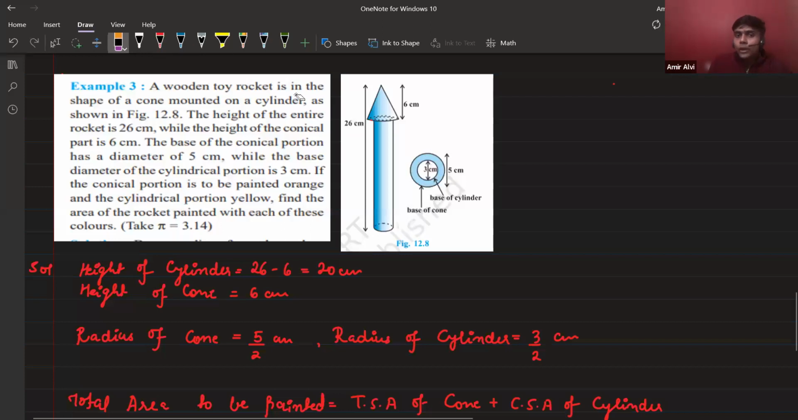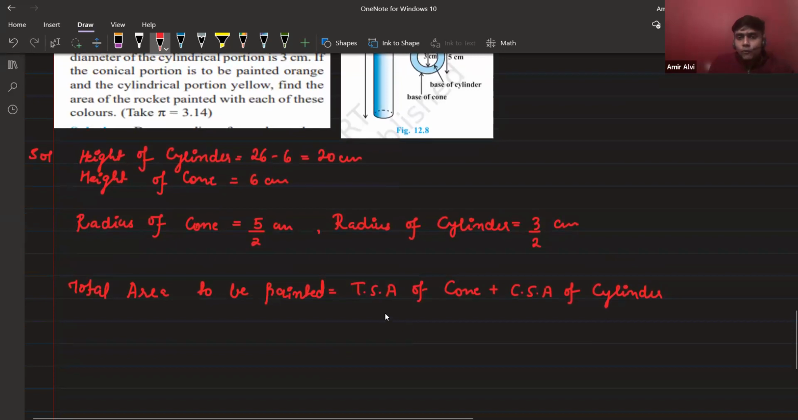How many of you have got this point? Please let me know. Yes, sir. Azmat, Kiran, Jasleen, Mohammed, and Samina. Yes, sir. Clear? Okay, so I have to subtract the base area of cylinder.